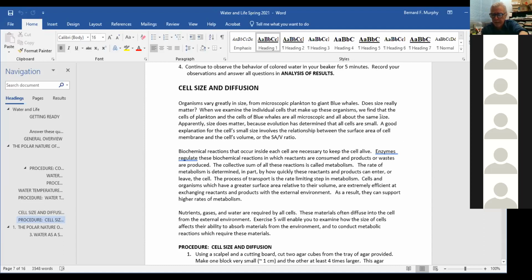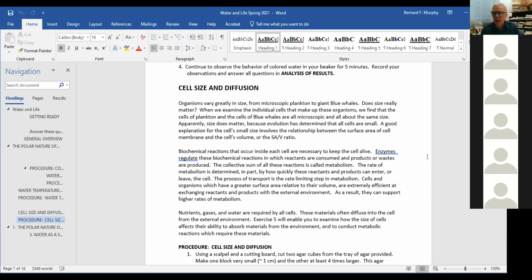Okay, it's in the next sentence. We find that the cells of plankton and cells of blue whales, they're all microscopic. They're all really tiny. They're the same size. It's just the blue whale has a lot more of them, right? So cells have to be small, microscopic.